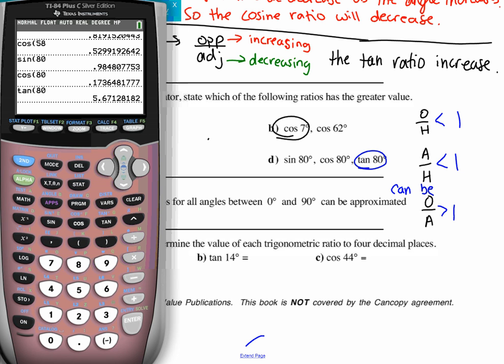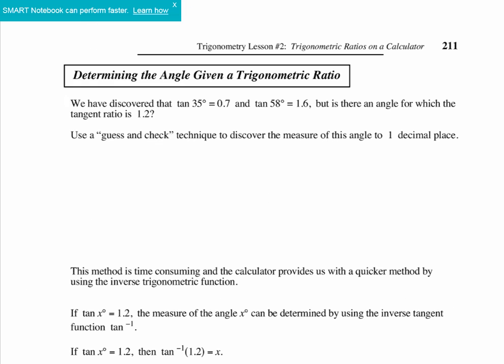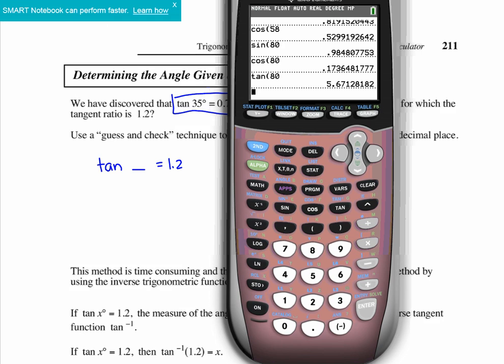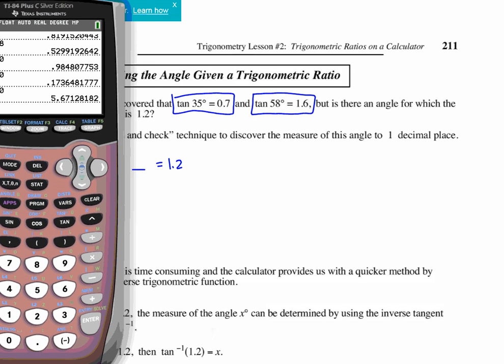Where do we want to go? Yeah, let's look at the next page. So what does this mean for us in our calculator? If we know the ratio, we can actually figure out the angles. It says tan 35 equals 0.7. Tan 58 is 1.6. Is there a tangent of something that will equal 1.2? Well, it's going to be between 35 and 58 degrees. So let's do some guess and check.